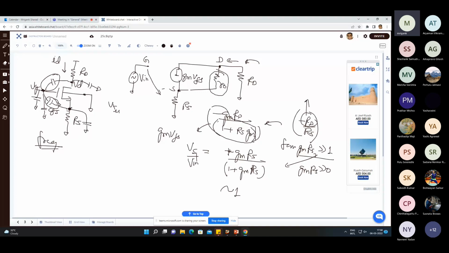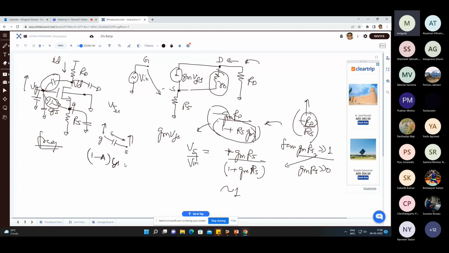If the gain from here to here is almost unity, what does that mean physically? When you are increasing the gate voltage, the source voltage is also increasing by almost the same amount. What does that mean for the effect of CGS? If you are increasing this gate terminal, the source terminal is also increasing by almost a similar amount. That means the voltage across this capacitor is not changing much. The A is 1, and therefore the Miller effect that we get is 1 minus A times CGS.